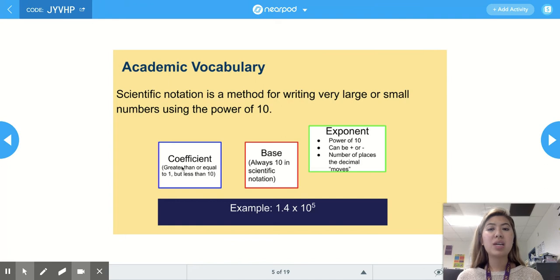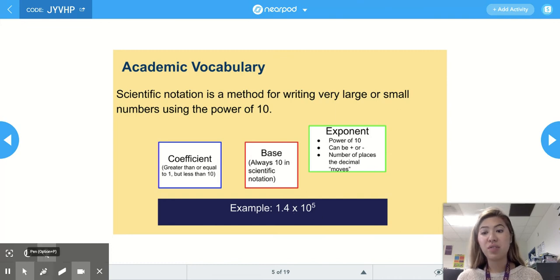Again, the coefficient has to be a number that's greater than or equal to 1 but less than 10. The base is always going to be 10 in scientific notation. The exponent is going to be the power of 10. It can be positive or negative, and it tells us the number of places the decimal point moves. An example of a number in scientific notation is 1.4 times 10 to the power of 5.